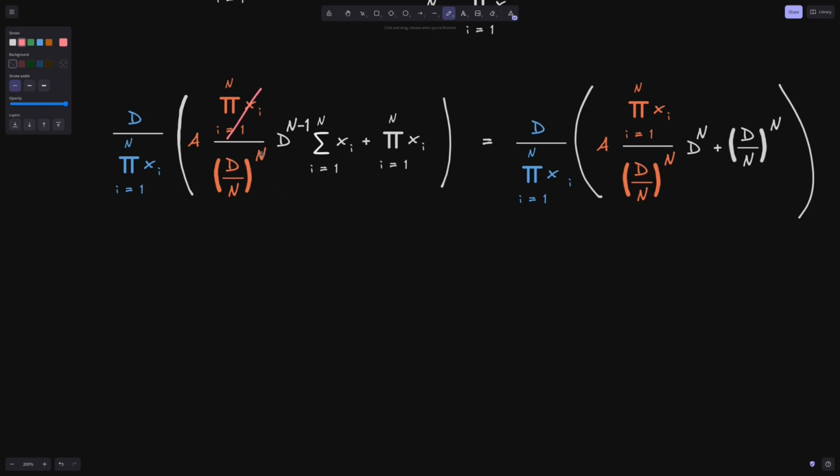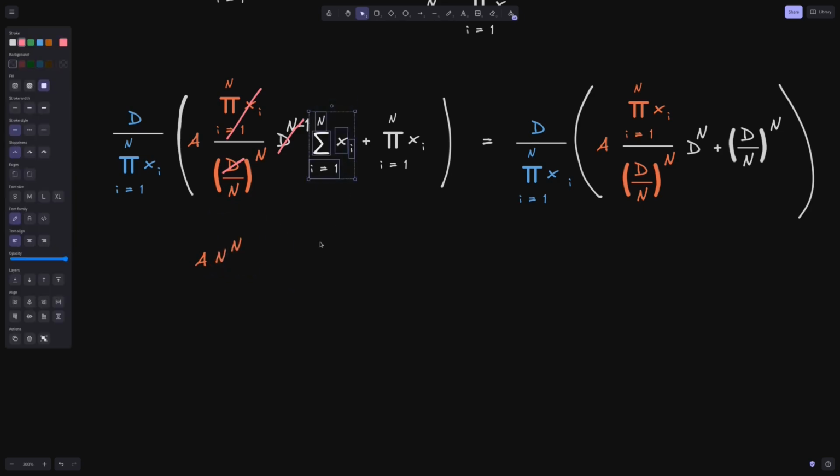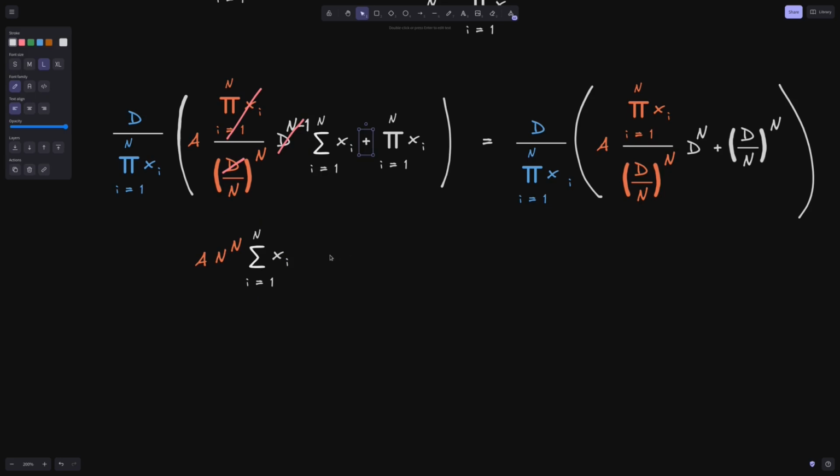Next, I see a d raised to the power of n, and over here I see a d raised to the power of n minus 1, and then multiplied by a d, so this part will be d raised to the power of n. So this will cancel out with this over here. Okay, so the first term that is left is A times n to the n, and then we have this constant sum. Next, we have a plus, and then the product of all the token balances on the bottom and the product of the token balances on the top will cancel out, and the second term will become d. Okay, so this is the left side of the equation. How about the right side of the equation?